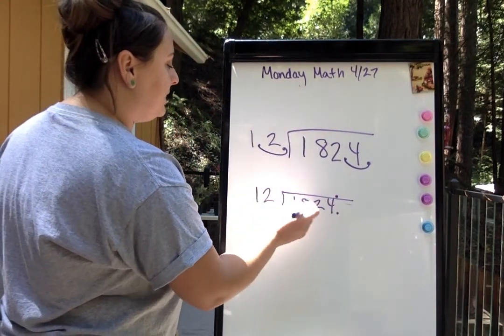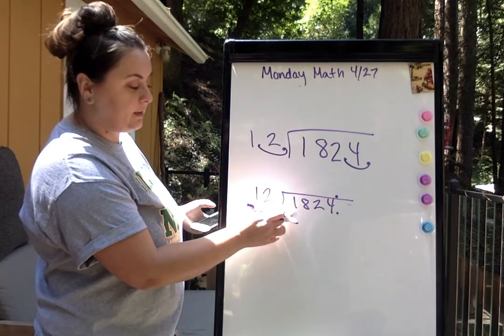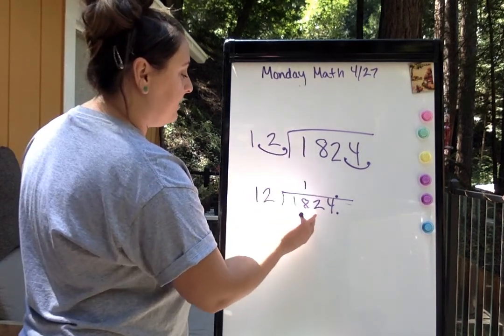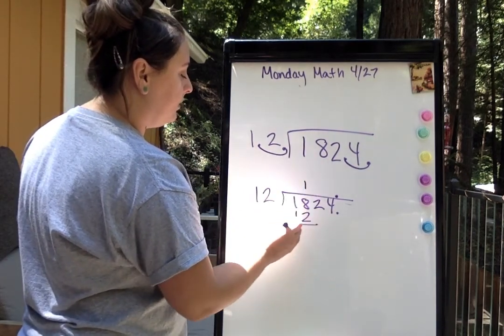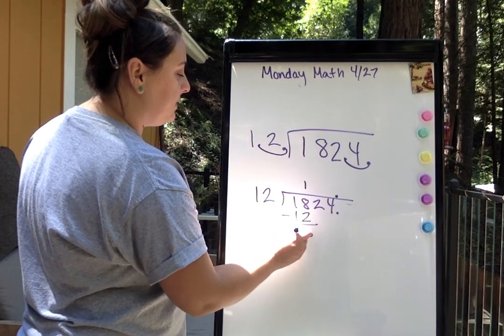So 12 goes into 1 no times. 12 goes into 18 once, leaving us with 6.